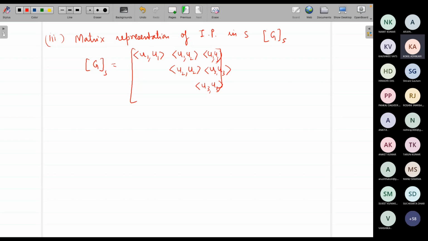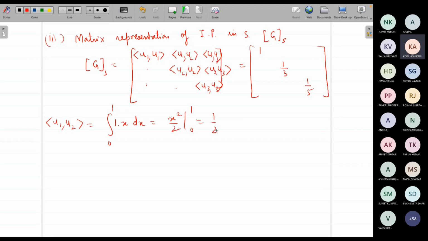So if you find out these three components, of course you have found out these three components as well: ⟨u1, u1⟩, ⟨u2, u2⟩, ⟨u3, u3⟩ you have already found out, right? That was 1, 1 by 3, and 1 by 5. So let's just find out ⟨u1, u2⟩. What is the first function? 1. What is the second function? u2, x. So the integral of 1 times x dx. What is the result? Half. So this should go here, right?